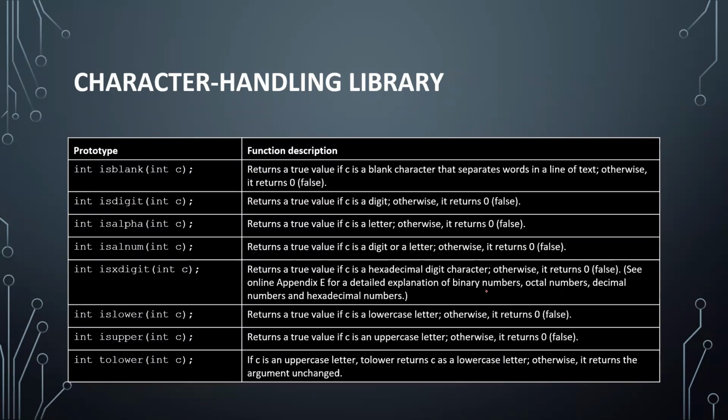So here we've got isblank. Now remember, these are on characters, not strings. I can determine if a character is blank. I can determine whether it's a digit, an alpha, is an alphanumeric. Alphanumeric is a digit or letter. All of these so far are going to return true and false. Is xdigit, which is a hexadecimal digit, is a lowercase, is an uppercase.